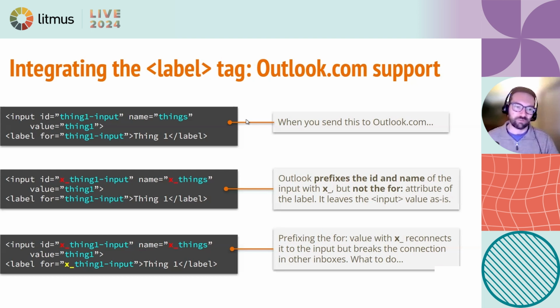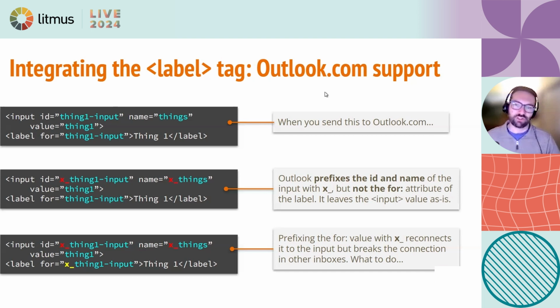So if we click on the label in this instance, the input is not going to be activated. They're no longer connected. So we can fix this in a rudimentary way. We just add the X underscore to the for attribute in our label, and Outlook will match them up because it doesn't do that automatically. Unfortunately, if we do that, it's going to break the connection to the label in all the other inboxes that don't put the prefix X.